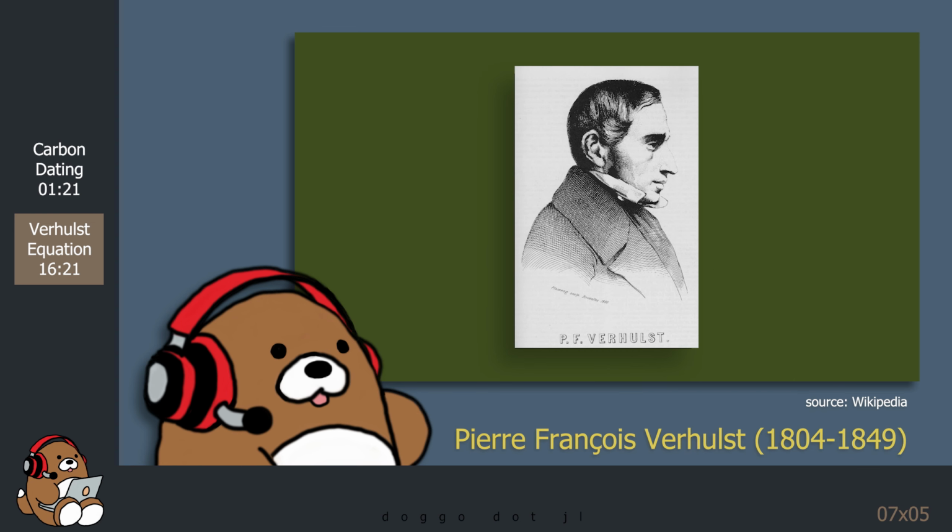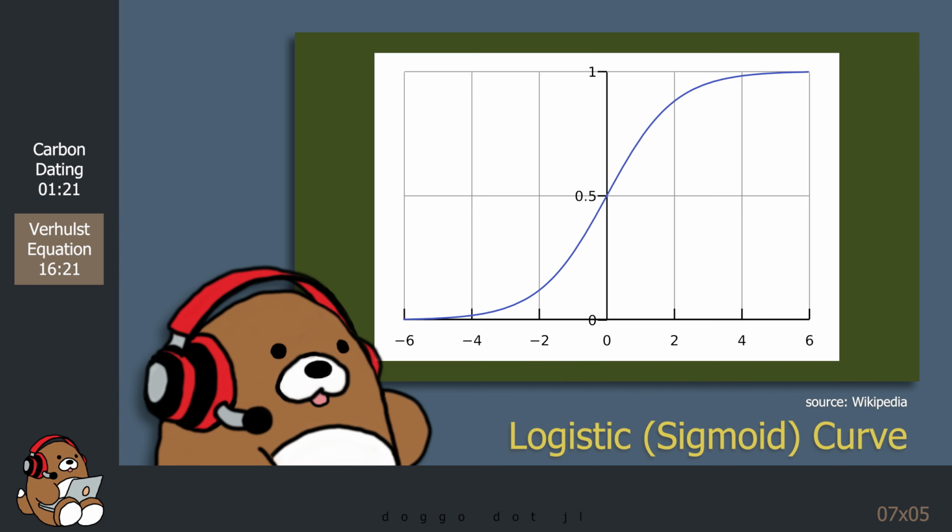Pierre-François Verhulst was wondering the same thing back in the 1830s. Verhulst was a Belgian mathematician and a doctor in number theory. He is best known for the logistic growth model, which is visualized by the logistic function, also known as the logistic curve or the sigmoid curve.